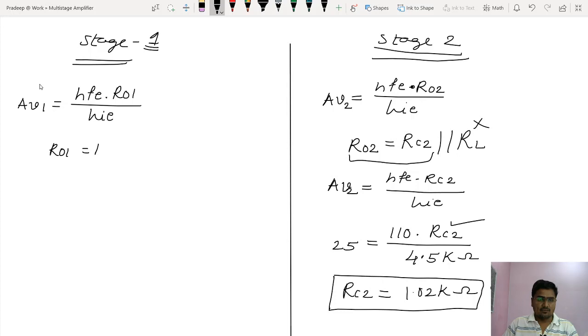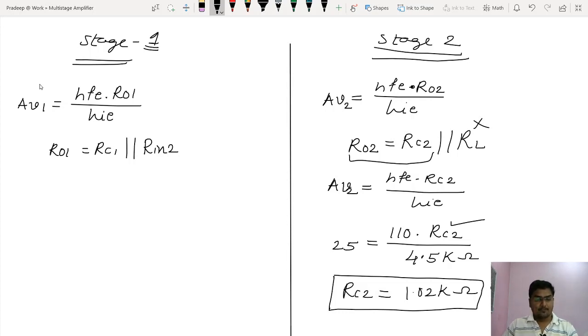Look at this. Now what is this? It is RC1 in parallel with Rin2. I hope the thing is clear. Output impedance of the first stage in parallel with input impedance of the second stage. That is the cumulative impedance I get at the coupling of stage 1 and stage 2. This is my RO1. So this value I need to calculate and put in the equation of gain.